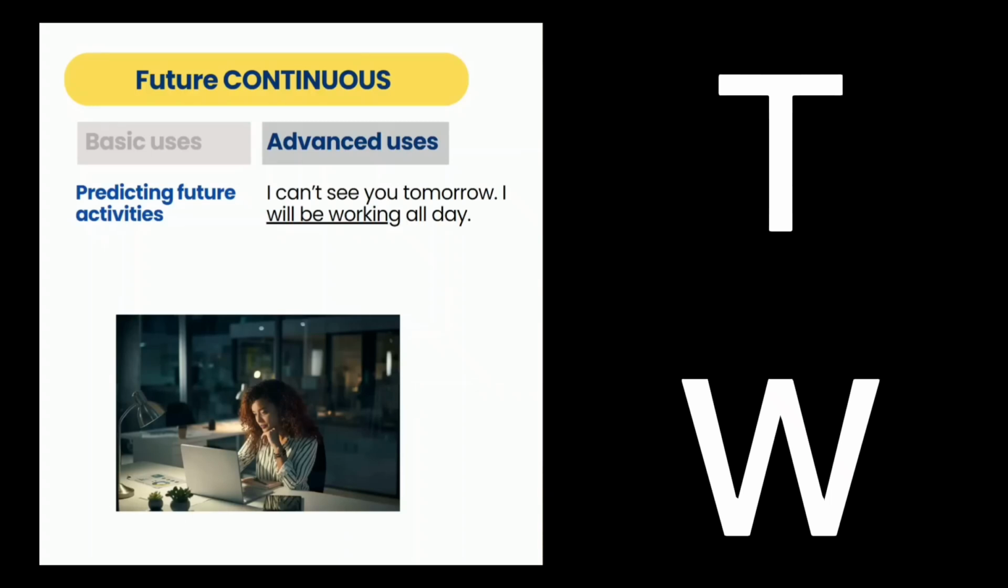Perhaps you know that you're going to be like this person in the picture tomorrow. So you need to tell other people, I can't see you tomorrow. I will be working all day. I'm predicting a future activity, and so I use the future continuous form, will be working.